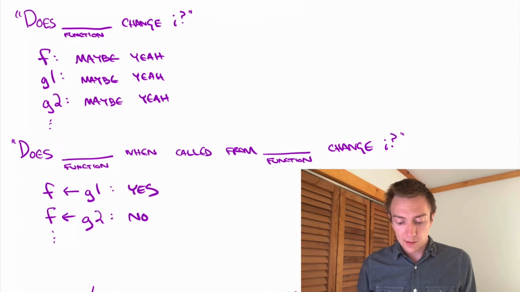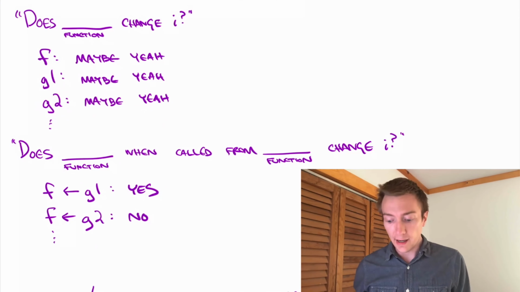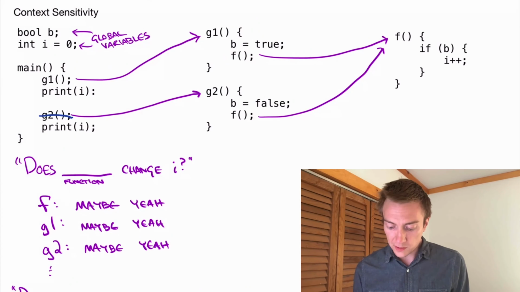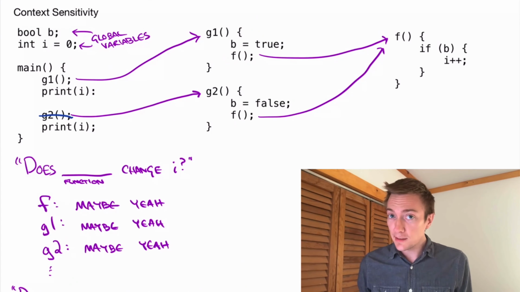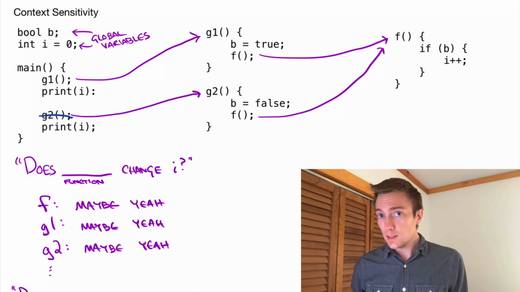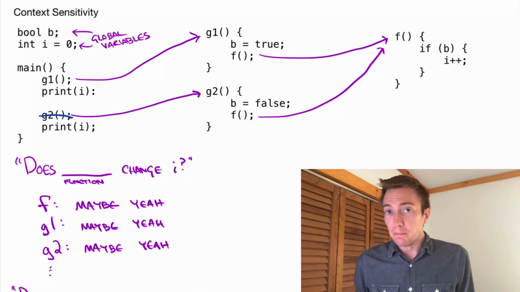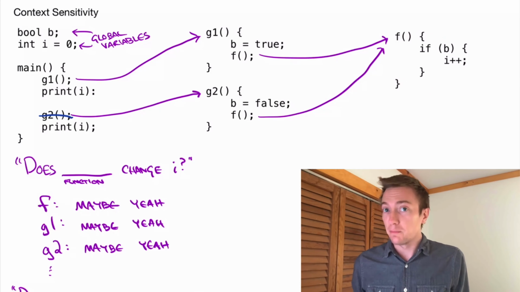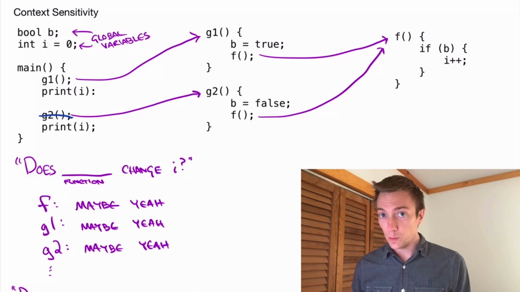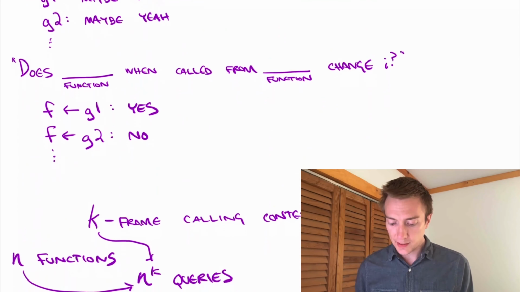So therefore, we would have to conclude for both G1 and G2, yes, this also might modify I, because it contains a call to a function that we have previously deduced modified I. So this by itself is not going to get us anywhere. We have had to conservatively assume that both G1 and G2 might modify I because f might modify I. This is disappointing in several ways, but it's possible to fix it by asking a context-sensitive question. So now let's change the analysis to do something else.